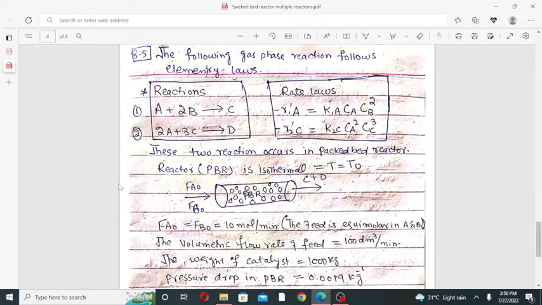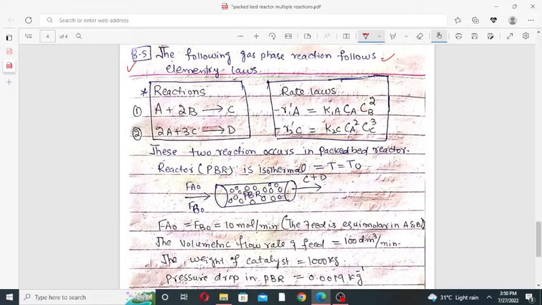Hello everyone. In this lecture we will discuss the gas phase reaction in the PBR, the packed bed reactor. This is example 8-5 in the book Elements of Chemical Reaction Engineering, written by Fogler. So the problem is the following: gas phase reactions follow elementary rate laws.